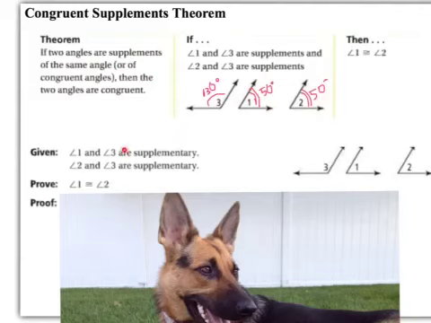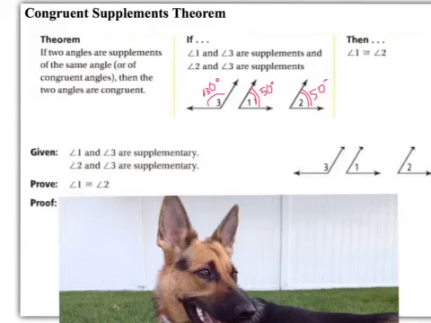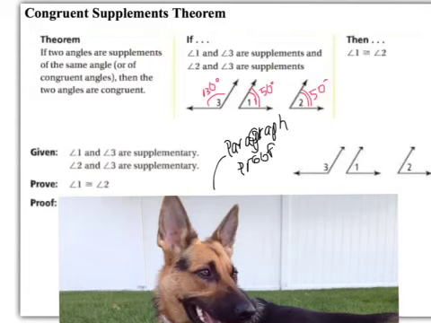It's given that angle 1 and angle 3 are supplementary, and angle 2 and angle 3 are supplementary. We want to prove that angle 1 is congruent to angle 2. We're going to write this as a paragraph proof. So we're going to start with the fact that 1 and 3 are supplementary and 2 and 3 are supplementary. If these are supplementary, then they must add up to 180. If 2 and 3 are supplementary, then they must add up to 180.